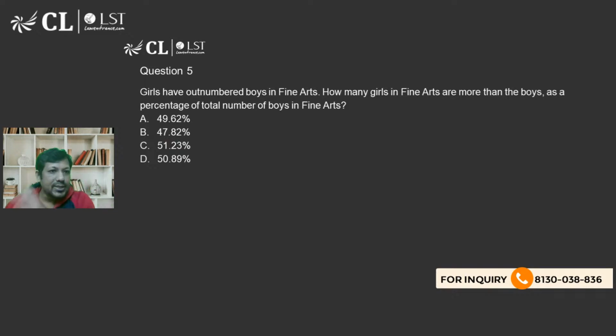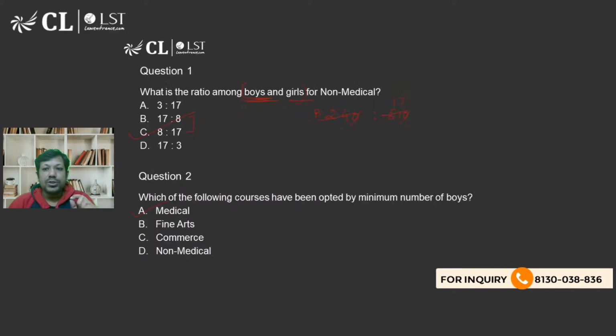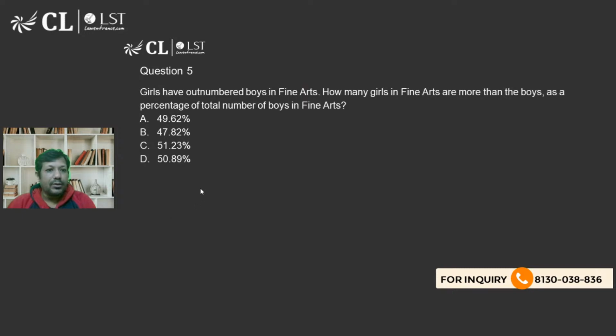And the next one, the girls have outnumbered boys in fine arts. How many girls in fine arts more than the boys as a percentage of total number of boys? Okay, so basically, my job is to calculate percentage change. So I have 340 girls and 230 boys. So girls have outnumbered boys in fine arts. So what is the outnumber value? That is 110. How many girls in fine arts are more than the boys as a percentage of boys?